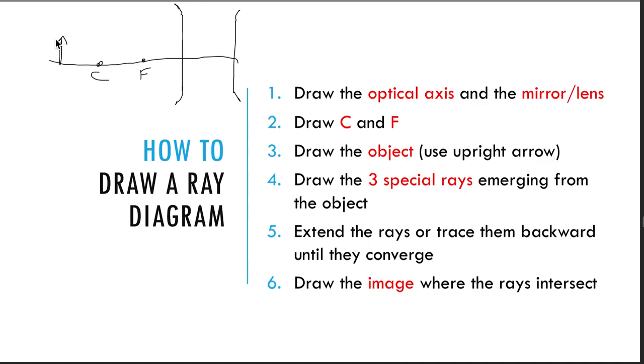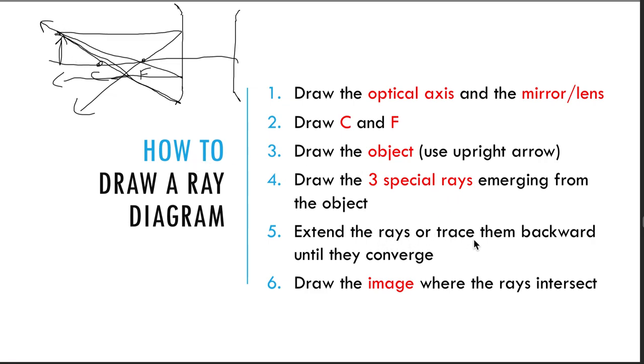So we said that if it's parallel to the optical axis, it's going to reflect through the focal point. Now this is very rough, so it's not going to be very good. I'm just showing you the steps here. If it's going through the focal point, it's going to reflect parallel. And then if it's going through the center of curvature, it's going to reflect right back on itself.